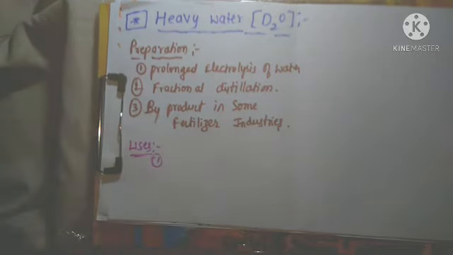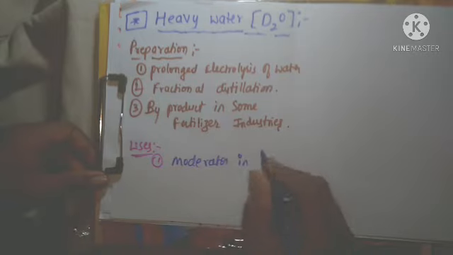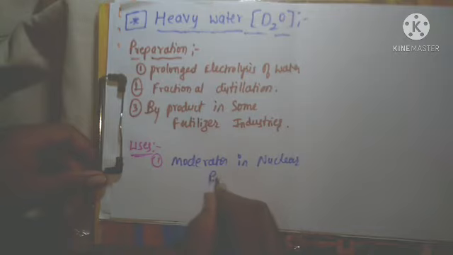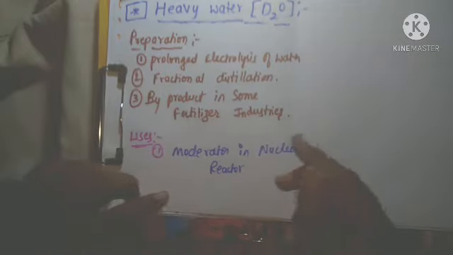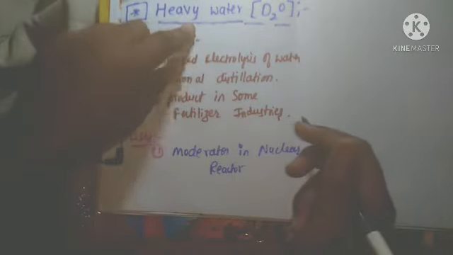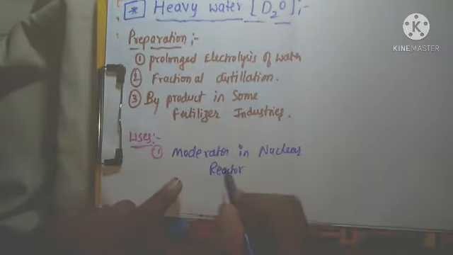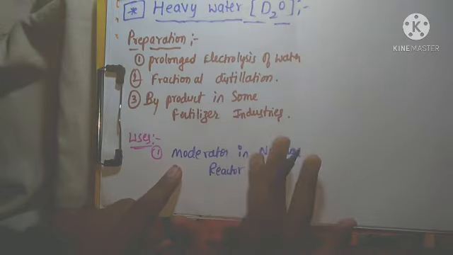The first use of heavy water is that it is used as a moderator in nuclear reactors. Moderator means one which controls the reaction, which slows down the reaction. In the nuclear reactor, to control the reaction mechanism, this heavy water, that is D2O, is used. That is called what? It is used as the moderator in the nuclear reactor. The role of the moderator in the nuclear reactor is to slow down the reaction. This is one.